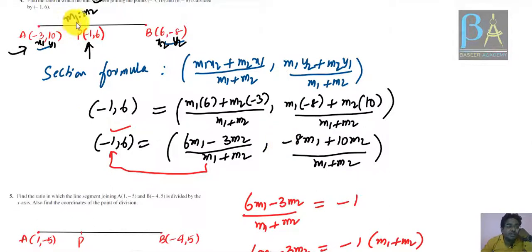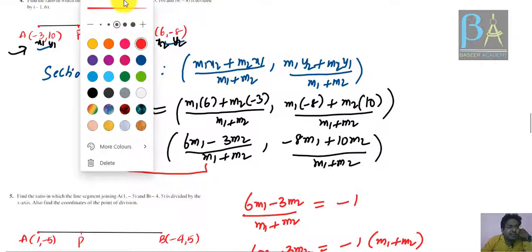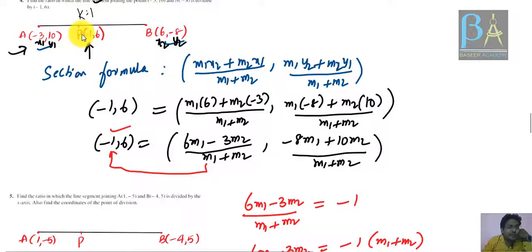Now instead of taking the ratio as m1 is to m2, you can actually take the ratio as k is to 1 also. Let me try to take the ratio as k is to 1 this time. So in place of m1, I am going to write k, and then in place of m2, I am going to write 1. Let's do that for the entire formula. In the entire formula, m1 would be replaced by k, and then m2 would be replaced by 1.